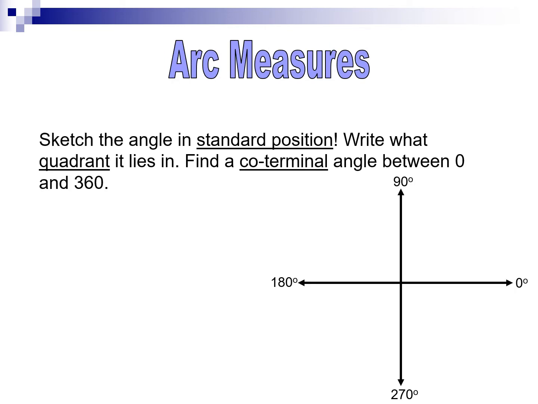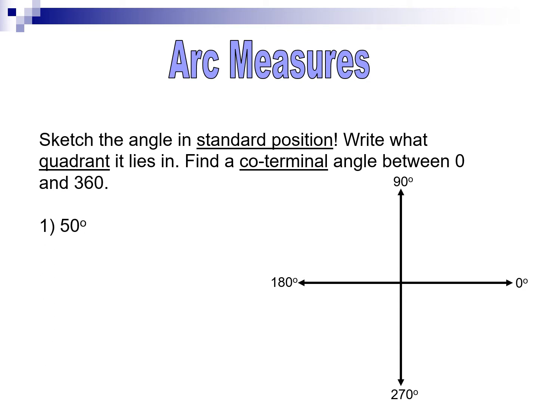Alright, let's go ahead and do an example to find arc measures. You are going to be asked to sketch the angle in standard position, write what quadrant it lies in, and then find the coterminal angle between 0 and 360 degrees. And I'll explain what coterminal means in just a second. So let's start off with 50 degrees.